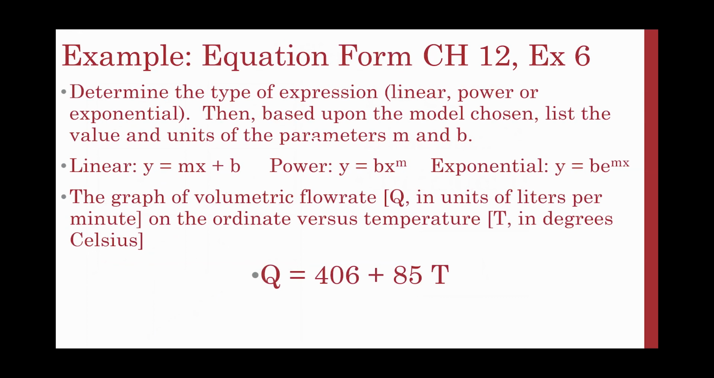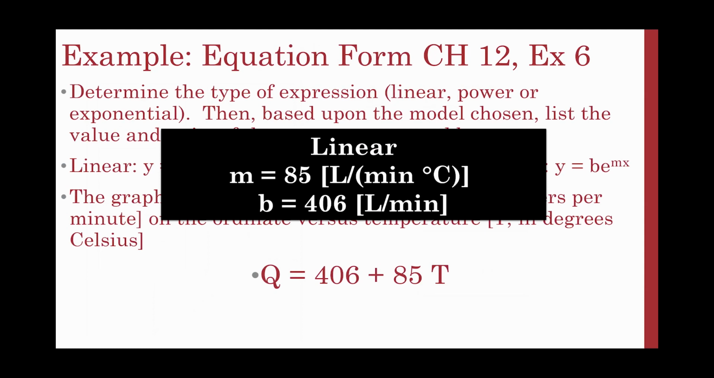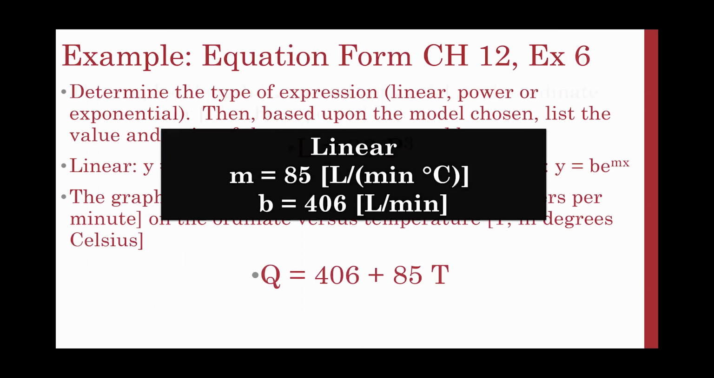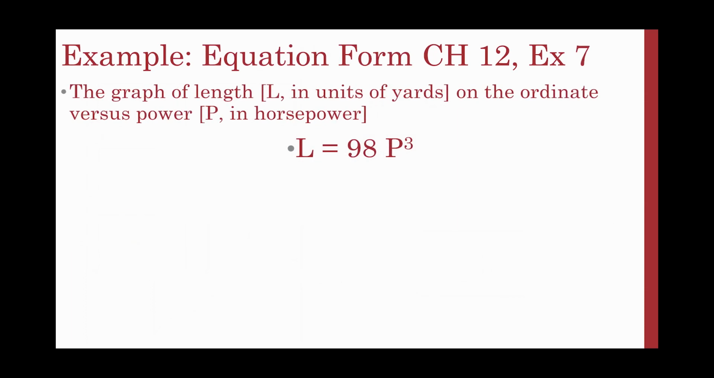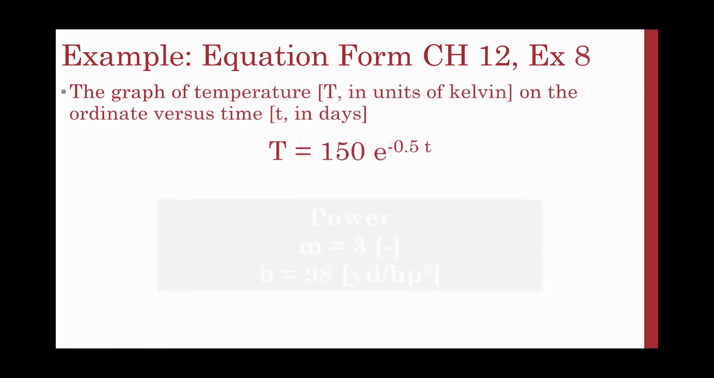So if I have volumetric flow rate is equal to 406 plus 85T, I have a linear relationship. m is equal to 85 liters per minute degree Celsius, and b is 406 liters per minute. If I have my length in yards equal to 98 times my power cubed, it's a power relationship. m is equal to 3 and it is unitless. b is equal to 98 yards per horsepower cubed.